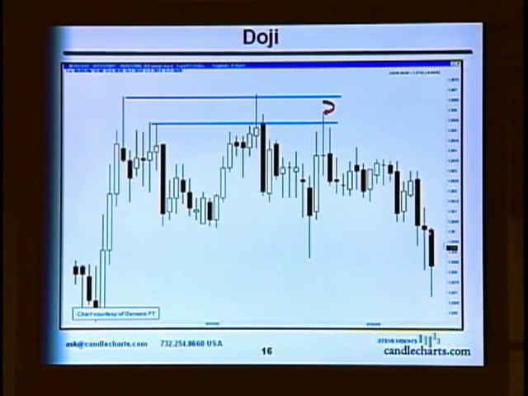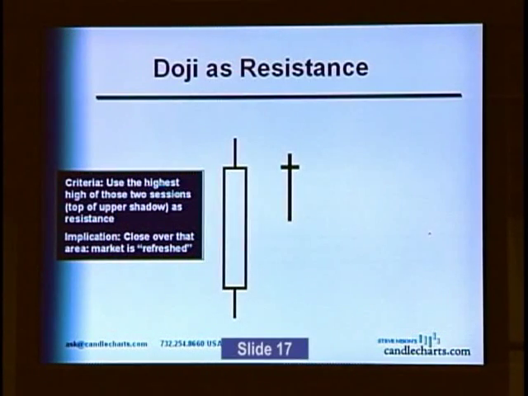Now, one of the questions that were asked is, how do we know a signal is false? Not every signal is going to work out. Candles are not perfect. What we could do is use the doji or the prior candle as a resistance area.